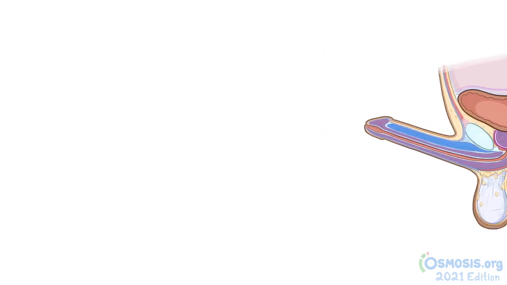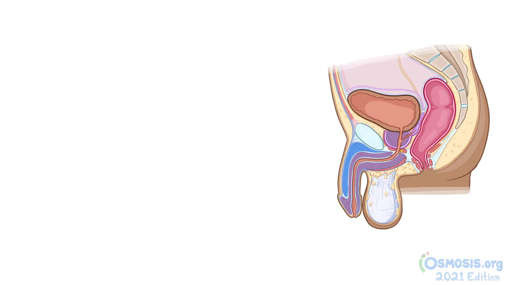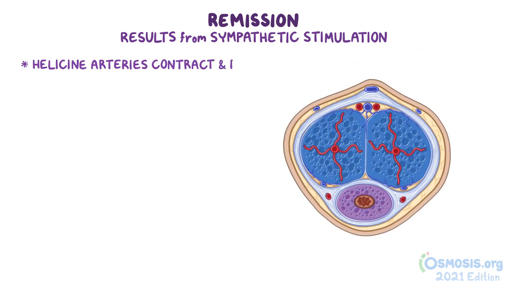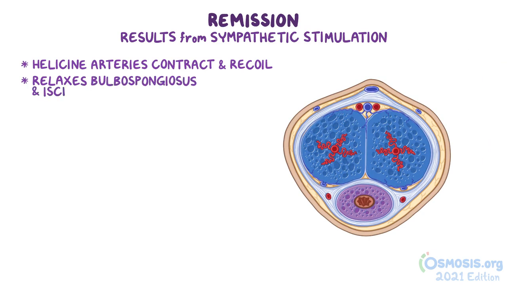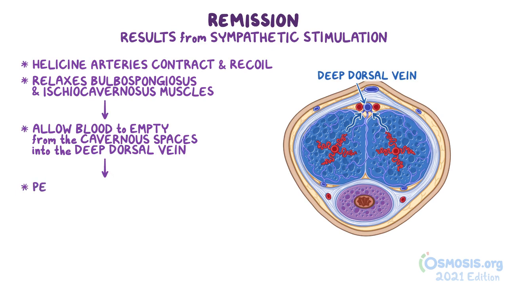After ejaculation, the penis gradually returns to its flaccid state in a process called remission. This process results from sympathetic stimulation, which causes the helicine arteries to contract and recoil, and relaxes the bulbospongiosus and ischiocavernosus muscles. These changes allow blood to empty from the cavernous spaces into the deep dorsal vein, and the penis finally returns to a flaccid state.